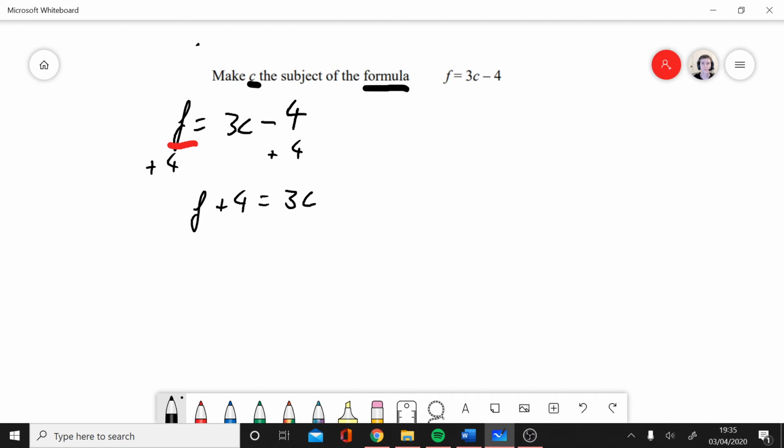So what we're going to do now is divide both sides by 3, because on this right-hand side we have 3 times C. If we divide that by 3, we just get C, and that's what we want. So if we divide both sides by 3, then what we'll end up with is F plus 4 over 3 being equal to C. And so that is the equation where C is the subject of the formula.